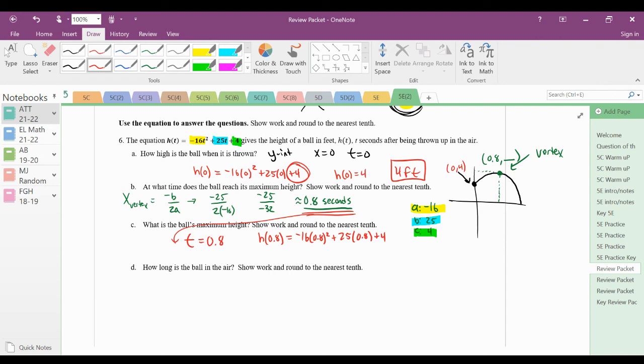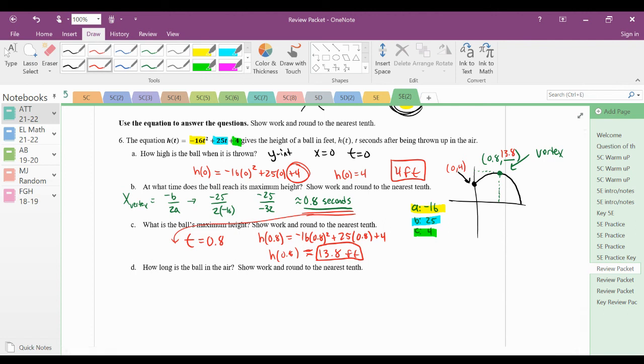So as I'm doing that here, negative 16 times 0.8 squared plus 25 times 0.8 plus 4, and I get 13.76. We'll round that to approximately 13.8 feet in the air. And that's my maximum height, roughly 13.8 feet in the air. Kind of makes sense. Threw it from 4 feet, gets a little higher.